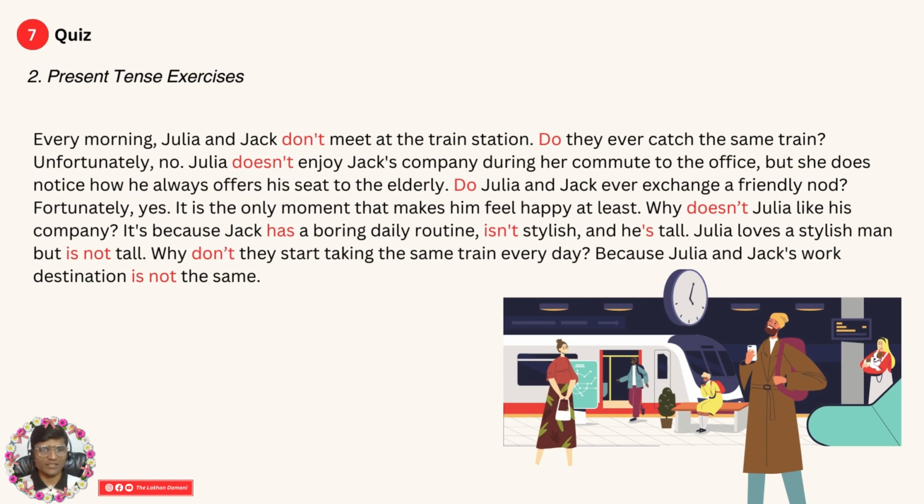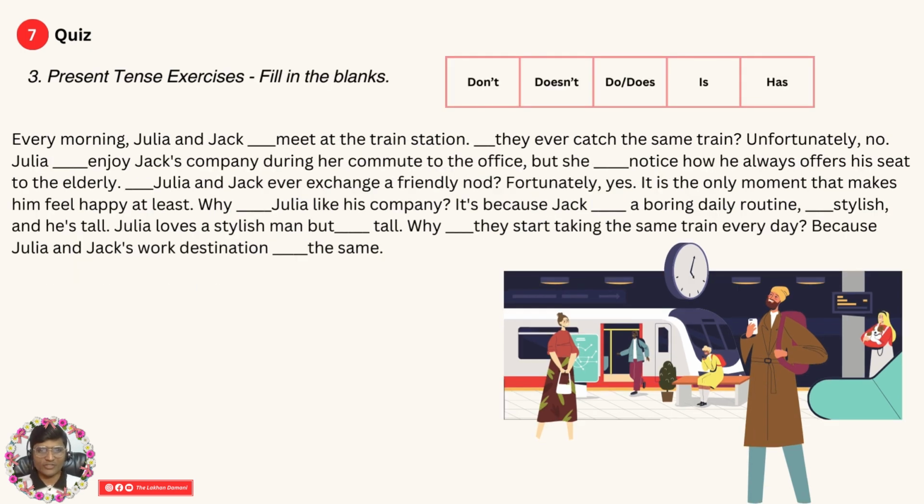Why don't they start taking the same train every day? Because Julia and Jake's work destination is not the same. That's it. Now, a very interesting thing is this: you have a third exercise, fill in the blanks. Don't, doesn't, do not, is, has. We have to put them into the correct boxes or dashes. This is your work. This is your practice.